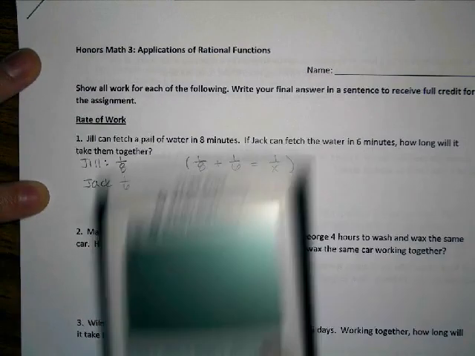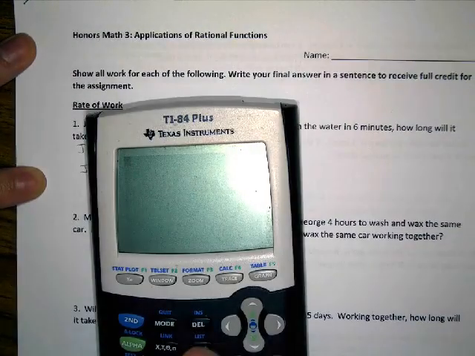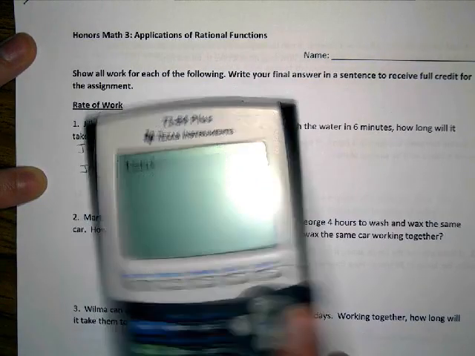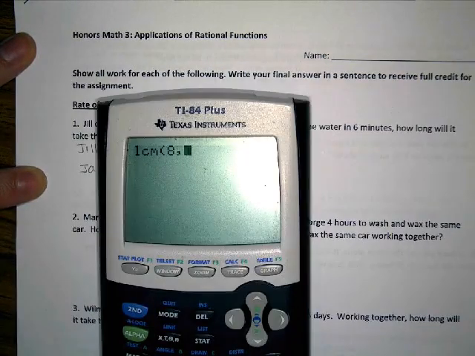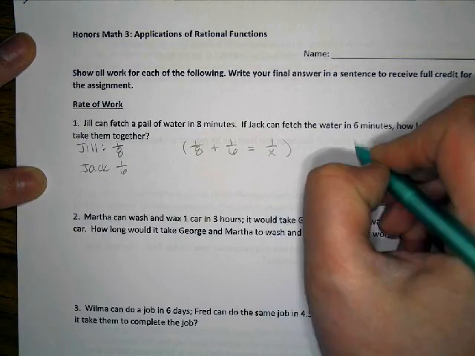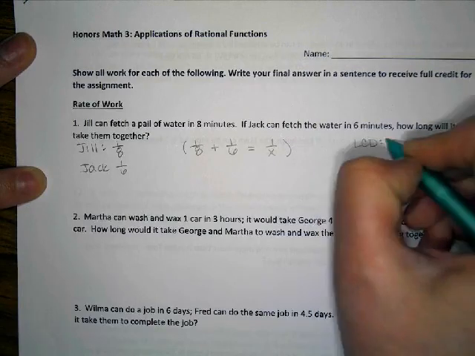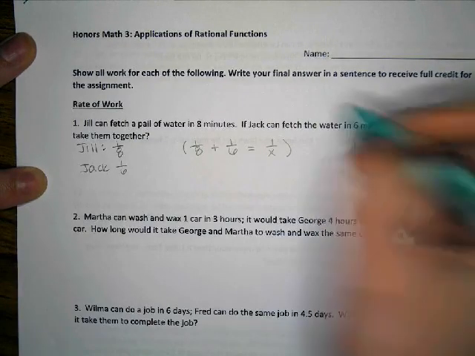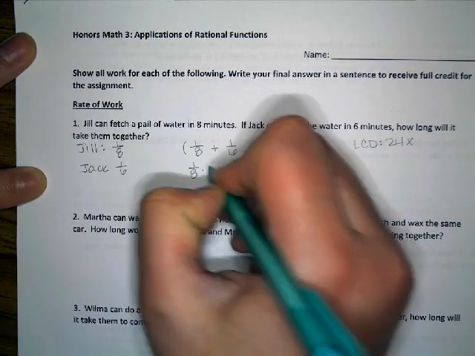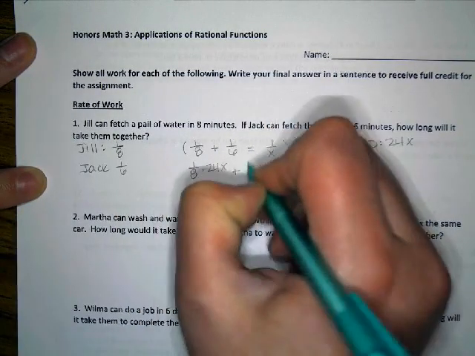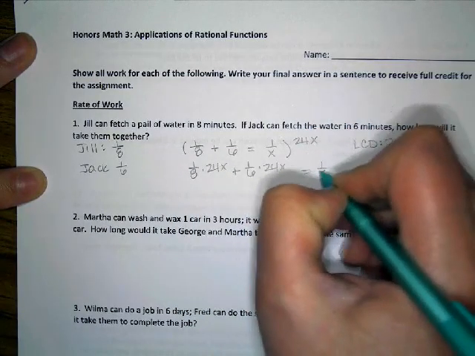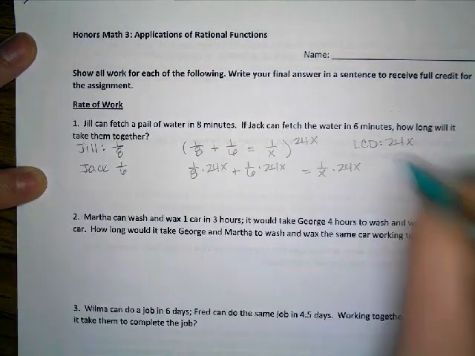Okay, so if I want to find the least common multiple or the least common denominator, I'm going to go over to number 8 and find that least common multiple for 8 and 6. It's 24. So least common denominator is 24x. So I'm going to multiply this by 24x. 1 over 8 times 24x plus 1 over 6 times 24x equals 1 over x times 24x.